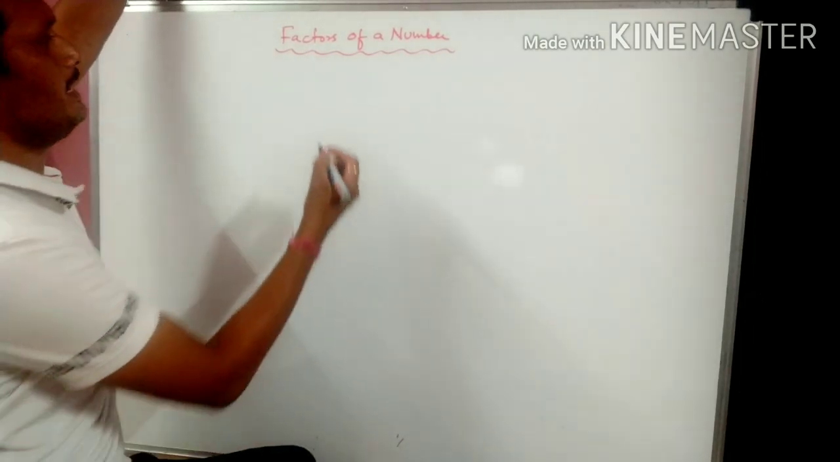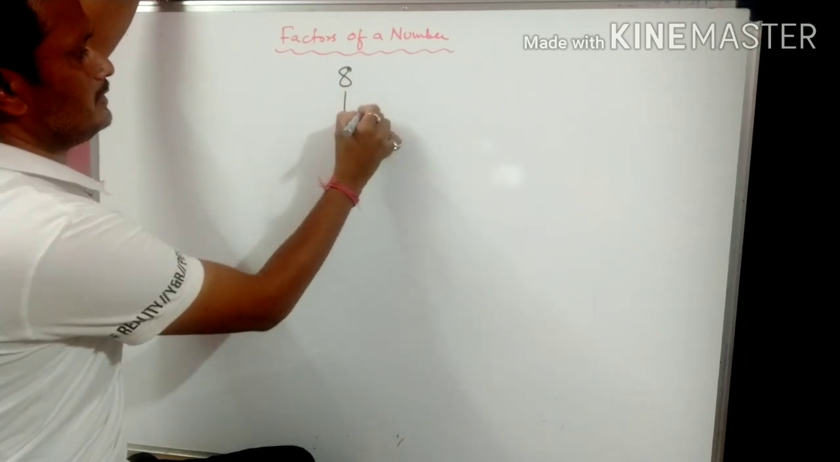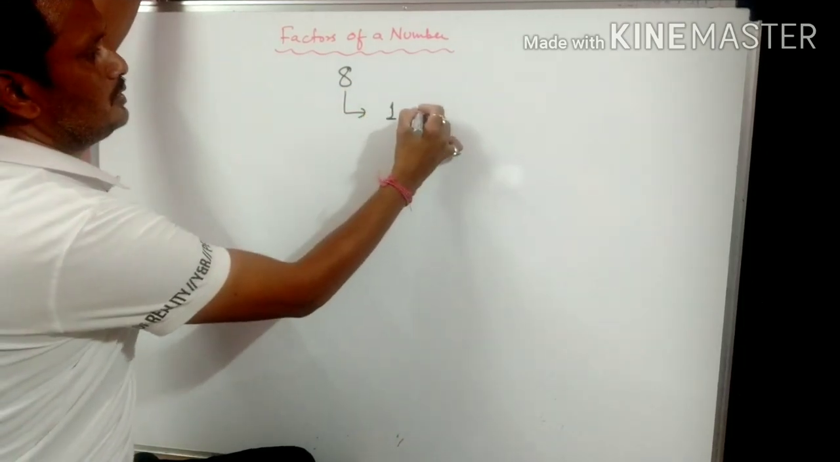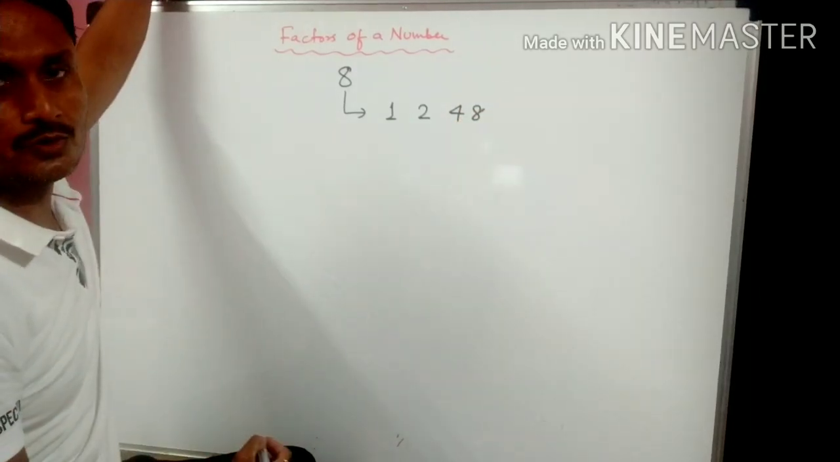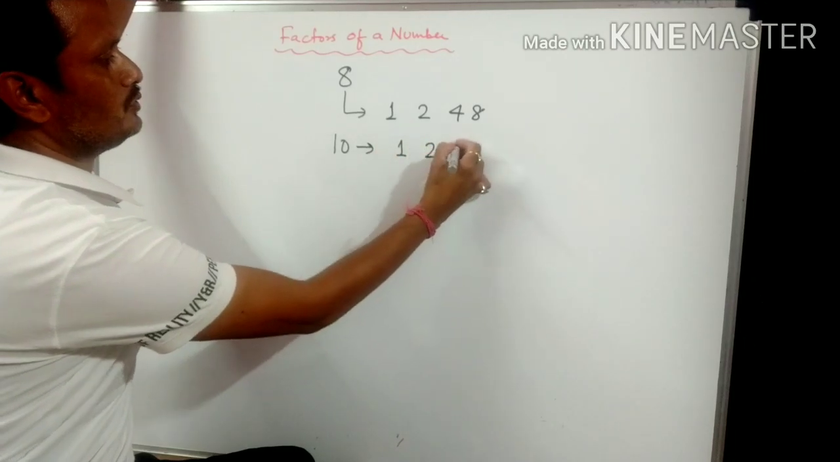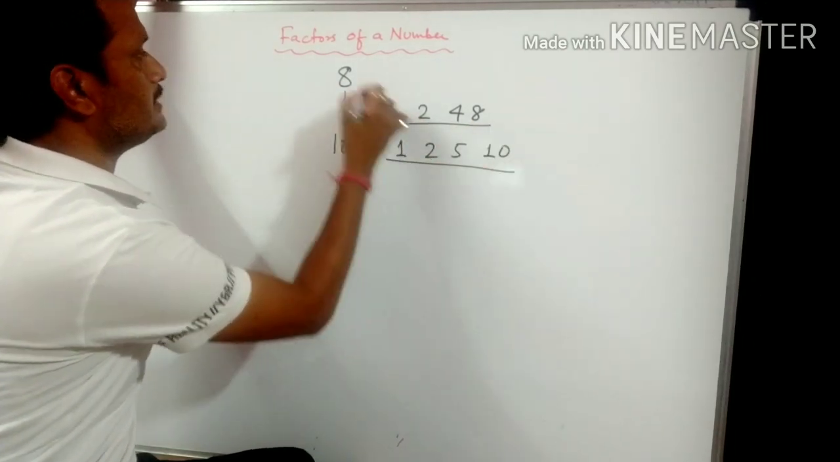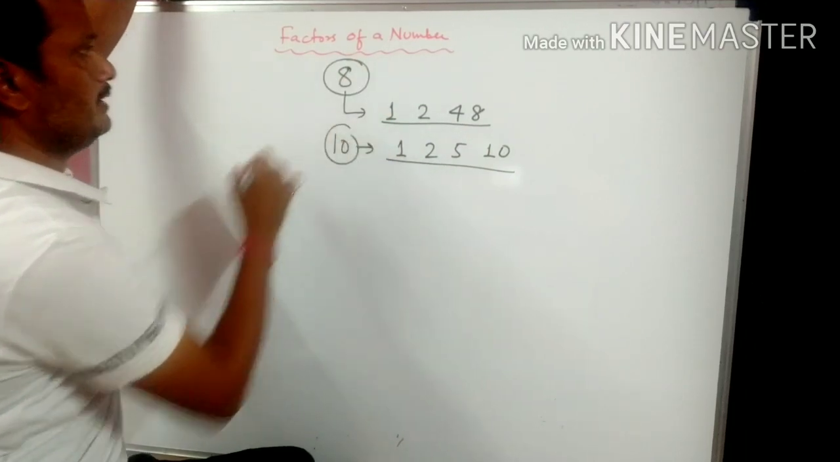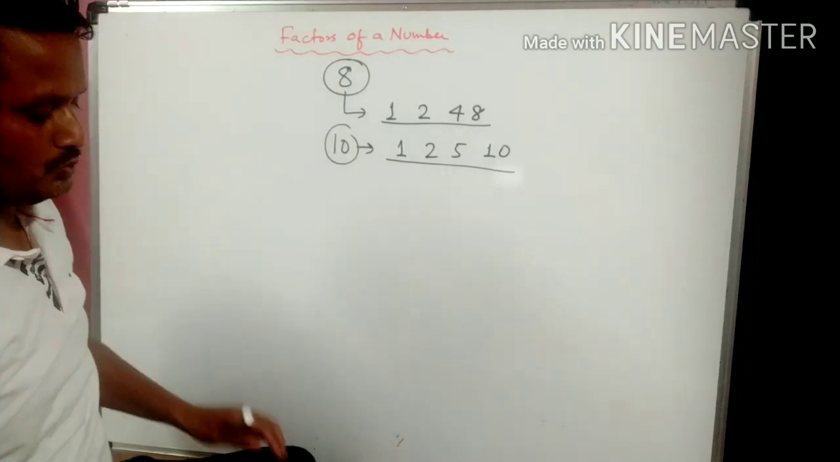Factors, in maths, suppose the factors of 8 will be what? The factors of 8 will be 1, 2, 4, 8. So these are factors of 8. The factors of 10 will be 1, 2, 5, 10. So these are factors of a particular number. Here I will explain how to get this.